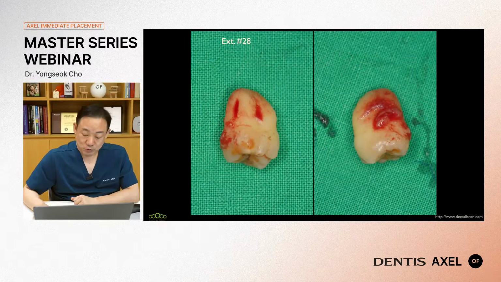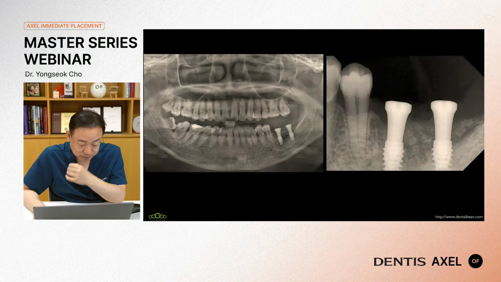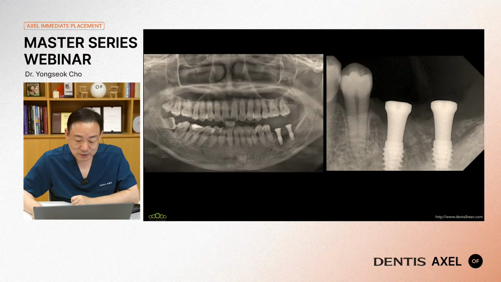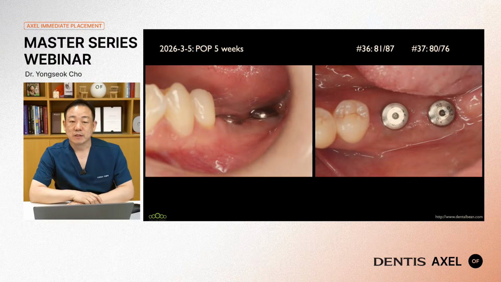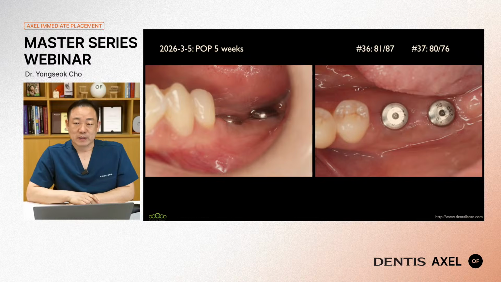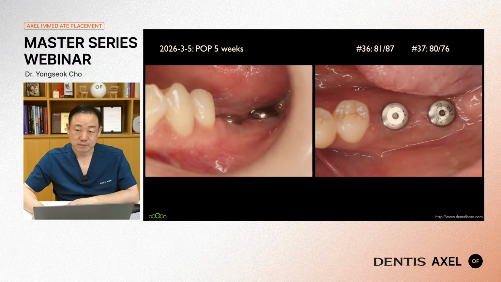Okay. 28 was extracted. This is the POP radiographic images. Okay. And CT here. I grafted the buccal bone some amount and it looks not bad. This is 5 weeks after the operation. ISQ value was maintained nicely. It is more than 80s. Okay. And the buccal tissue looks well healed.